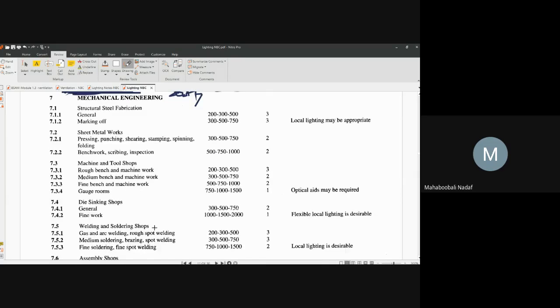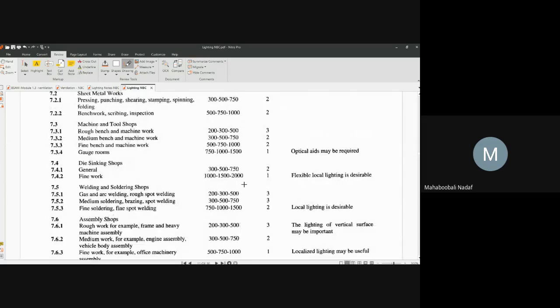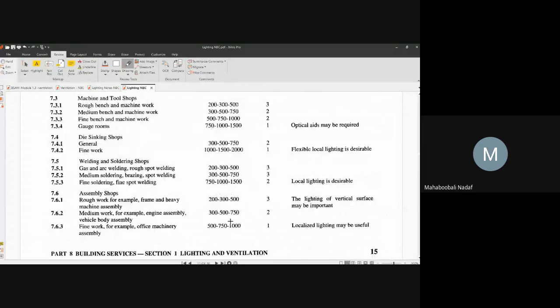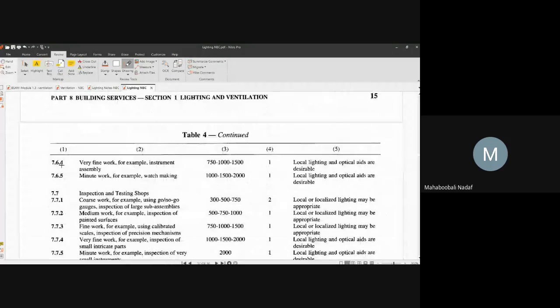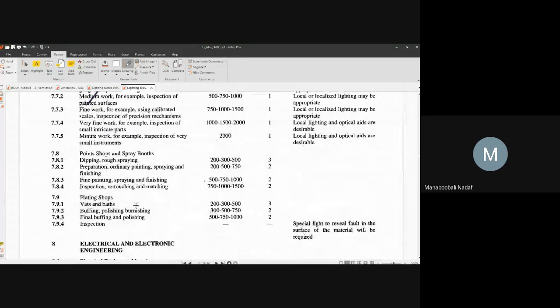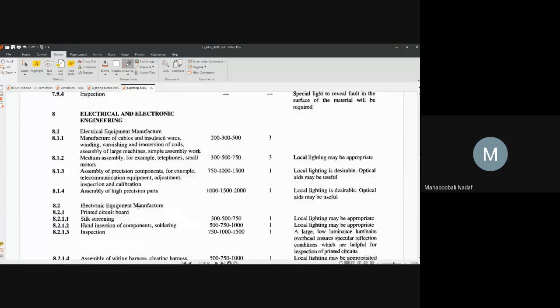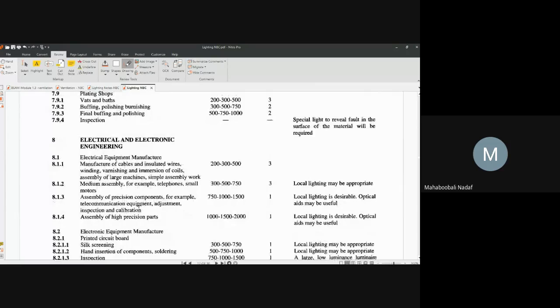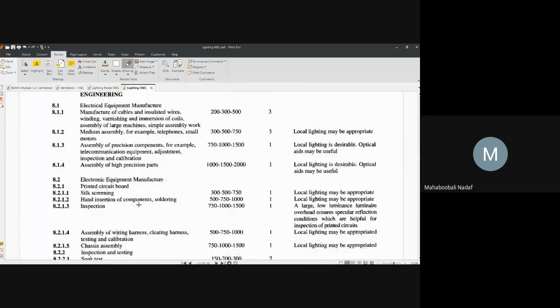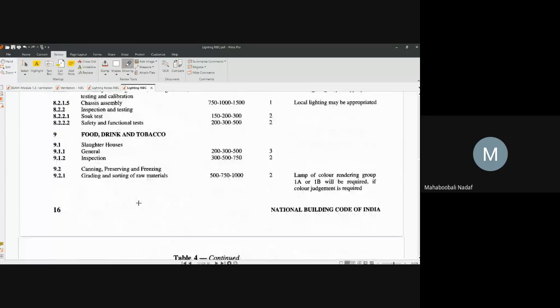Okay. Now where is that 2000? Okay, not at all required. So like that, many types of works are given. It is not at all necessary to remember all the things, but you can remember two or three tasks to write down in the exam. Okay.